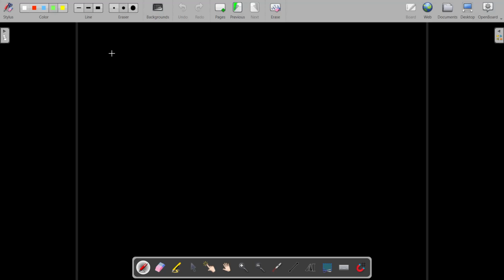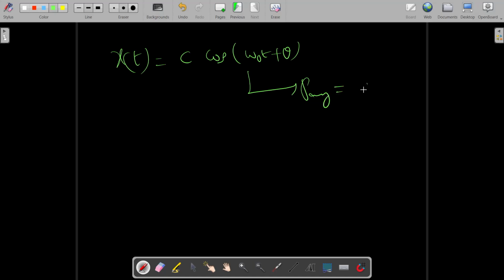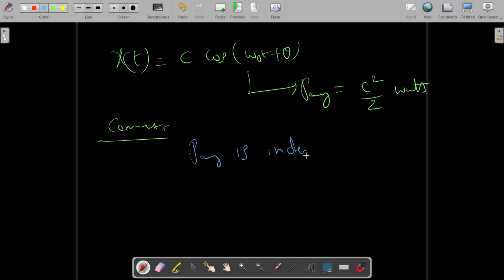Therefore, x of t equal to c cos(omega naught t plus theta) has the average power c square by 2 watts. Right? So what is the comment here? What is the main observation? The observation is that the average power is independent of frequency omega naught and phase. That is the main important observation from this particular question.